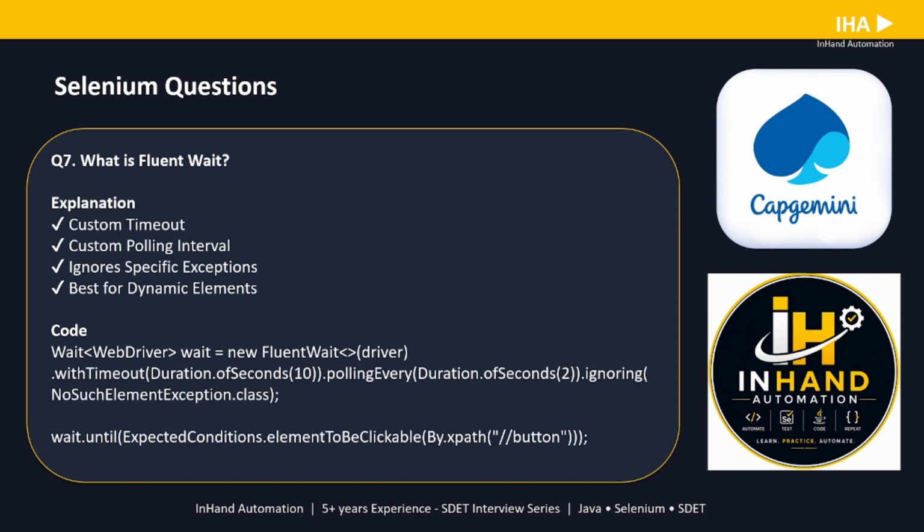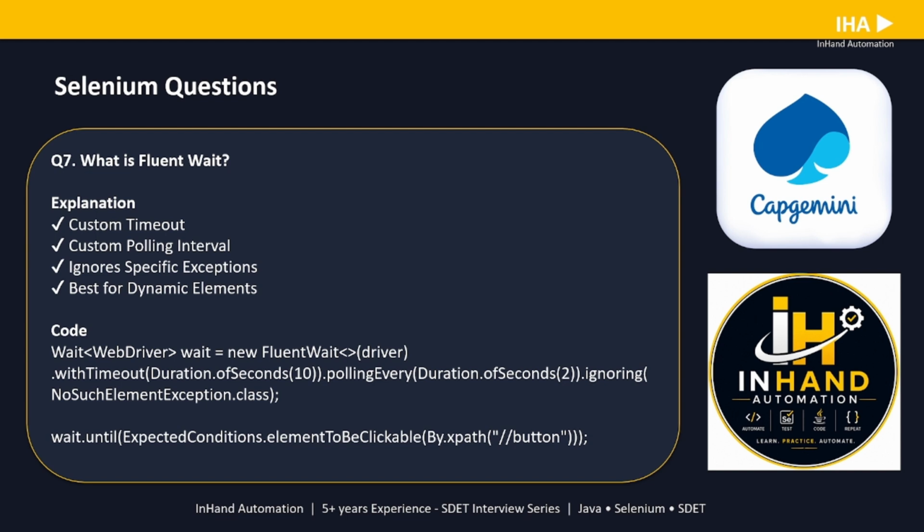The next question came on Fluent wait. So what is Fluent wait? We all know it is an advanced version of explicit wait. So just explain it with short keywords, just like this: Fluent wait is an advanced version of explicit wait, which helps us with a custom timeout, provides us a custom polling interval, and also helps us to ignore specific exceptions. It is very good for dynamic elements.